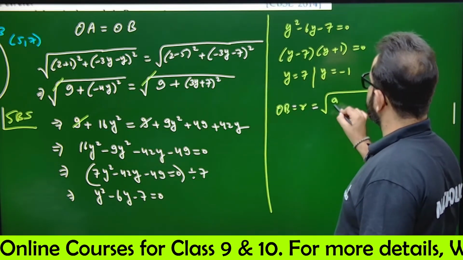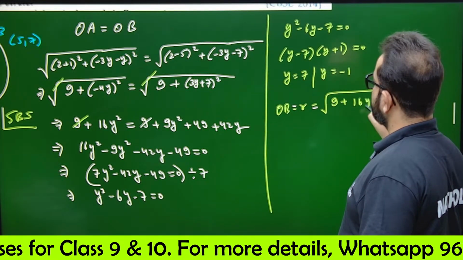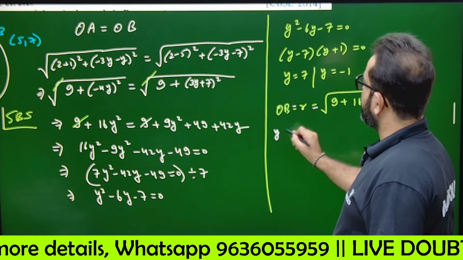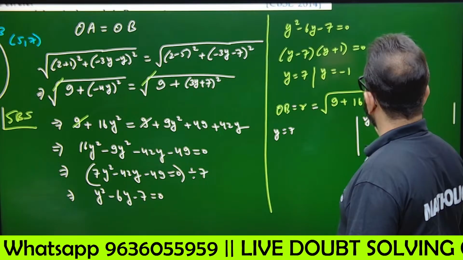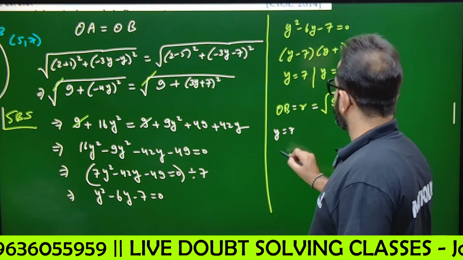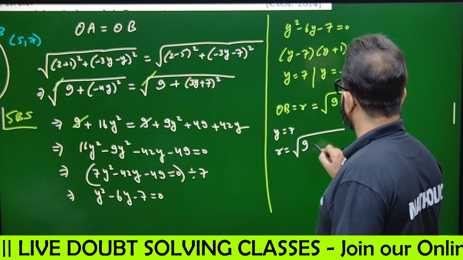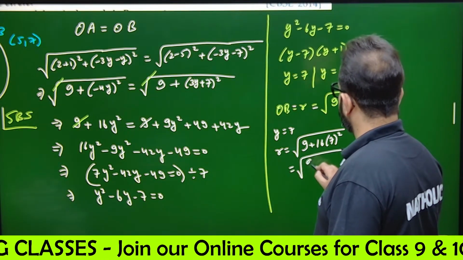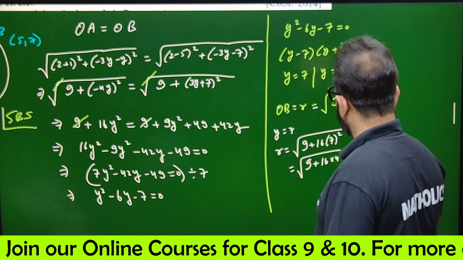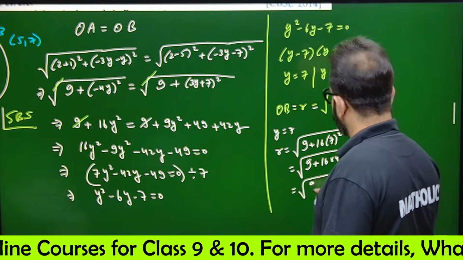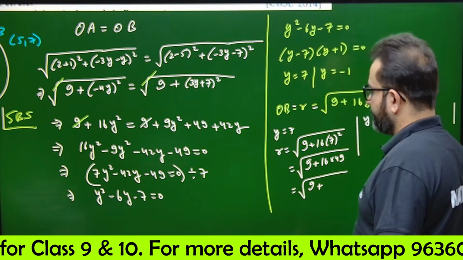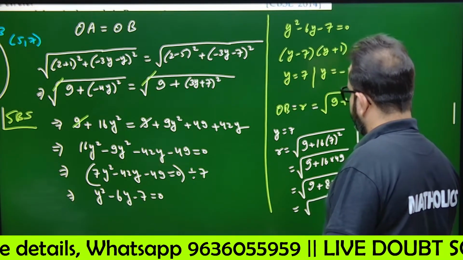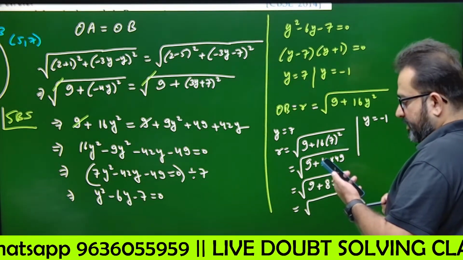Under root of 9 plus minus 4y whole square, meaning 16y square. So you'll put y equals 7 one time, and y equals minus 1 the other time. Let's see. So the radius will be under root of 9 plus 16 into 7 whole square, that means under root of 9 plus 16 into 49. It will be under root of 9 plus 850 minus 16, 834. So it is under root of 834, yes or no?